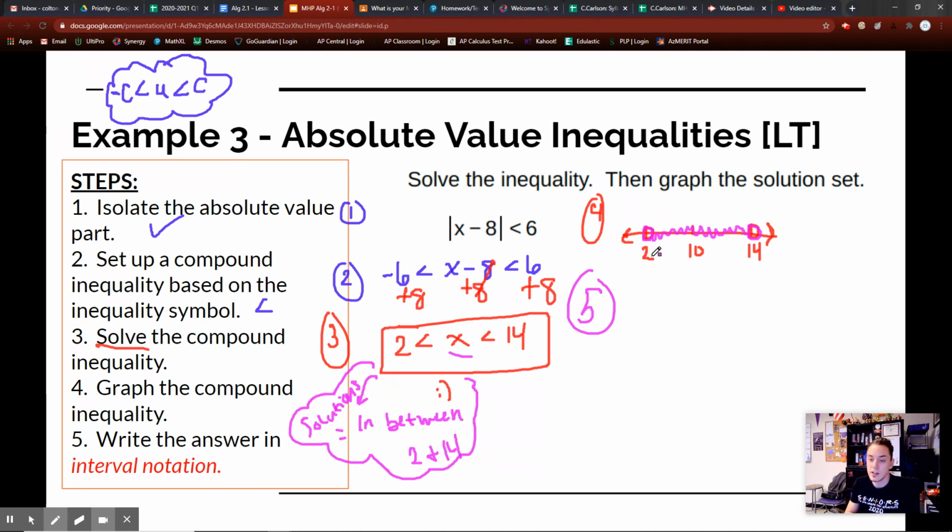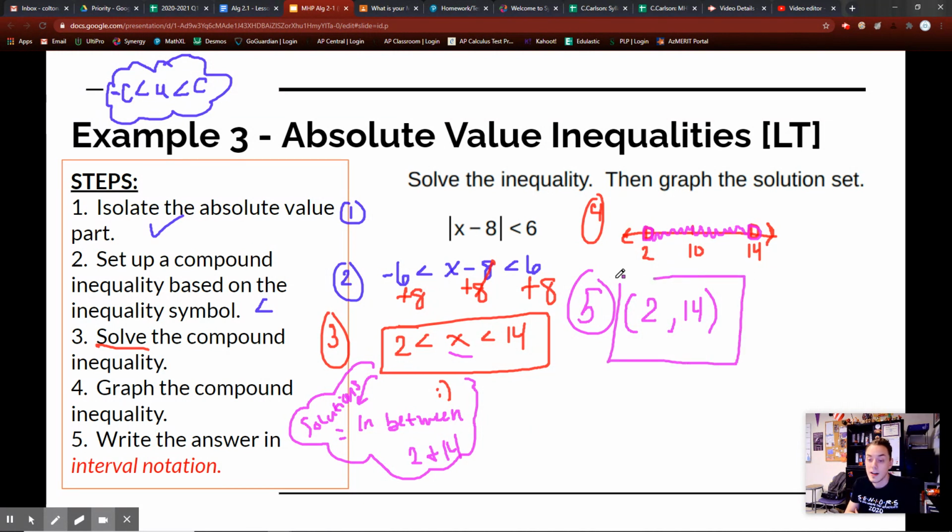Let's go to step 5. What's my interval notation? Well, where does the shading start, guys? The shading starts at 2, so I'm going to write 2. Where does it stop? Well, it stops at 14. Am I going to do brackets here? Well, you have to ask yourself one important question. Are you ready? Is there an equal to sign right here? No, there's no equal to sign here. So that means I need to do parentheses, parentheses.